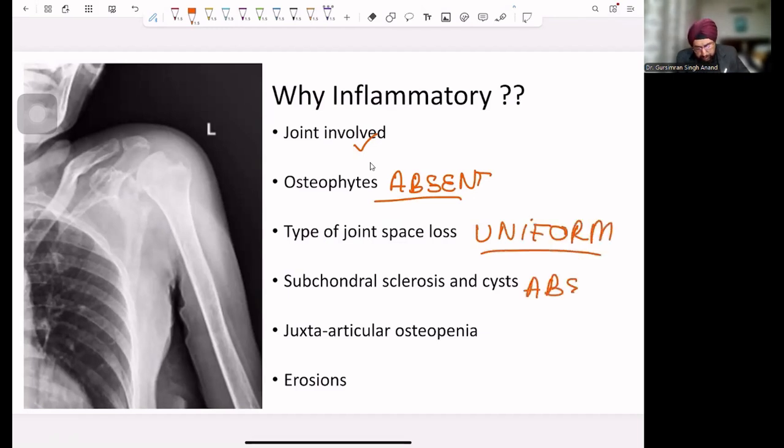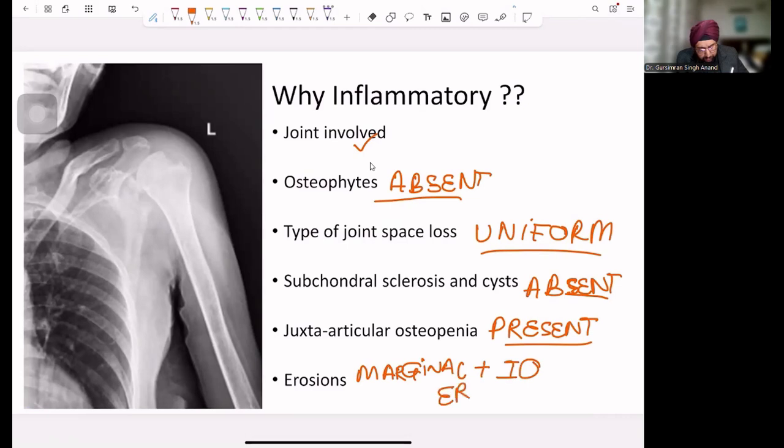Subchondral sclerosis and cyst are absent. Juxta-articular osteopenia is present. We have marginal erosions plus intraosseous erosions. So all these points are favoring inflammatory arthritis. That is why this is a case of inflammatory arthritis.